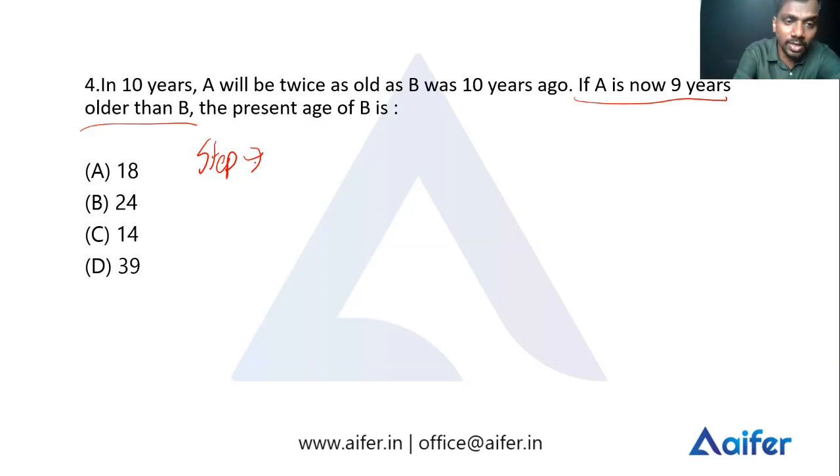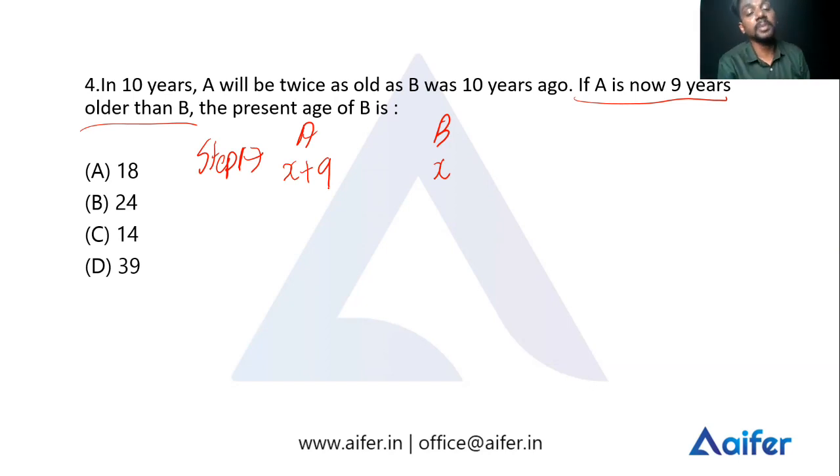So we have step number 1. A is now 9 years older than B. So let's take B as X. If B is X, A is 9 years older than B, so A is X plus 9. It's given A is now 9 years older than B. So we have A equal to X plus 9 and B equal to X. When B is X, we can always write A equal to X plus 9.